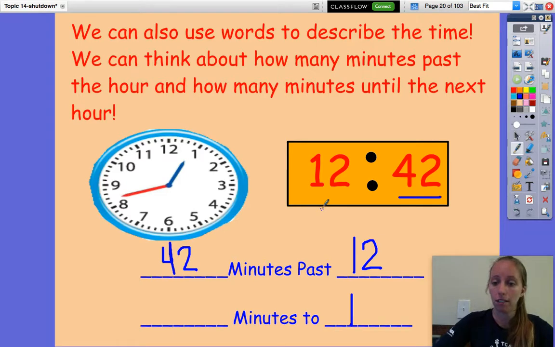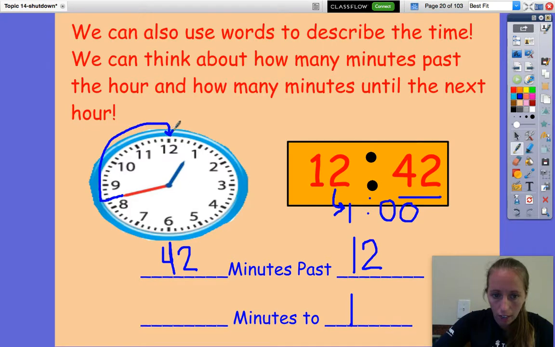Okay, now how many minutes until it gets to 1 o'clock, right? Well, we can just count from here up until we get to the 12, which I like to count backwards because I like to count by my 5s first, but you can even count like this. 1, 2, 3, 4, 5, 6, 7, 8, 9, 10, 11, 12, 13, 14, 15, 16, 17, 18. You can count by 1s, right? 18 minutes until this minute hand gets up to the 12 and it turns back to 0. Okay, 18 minutes.